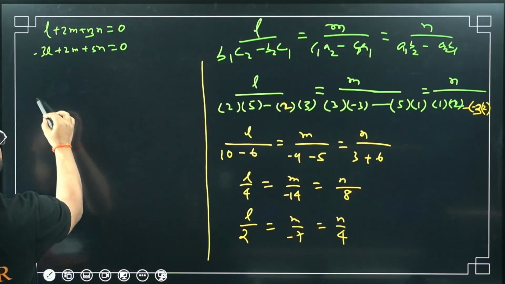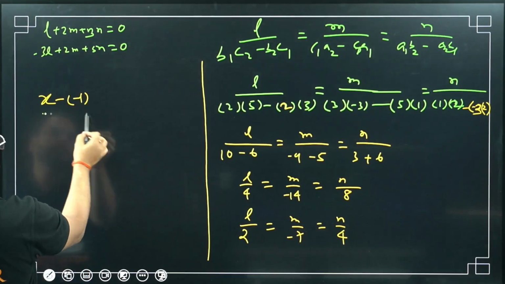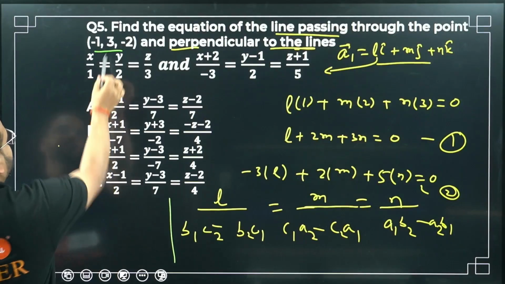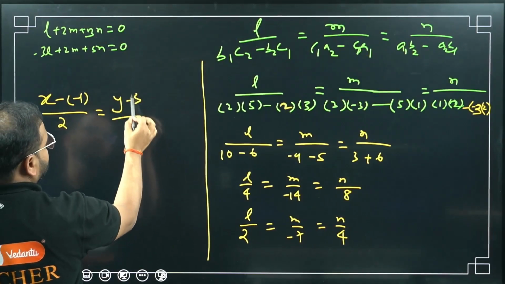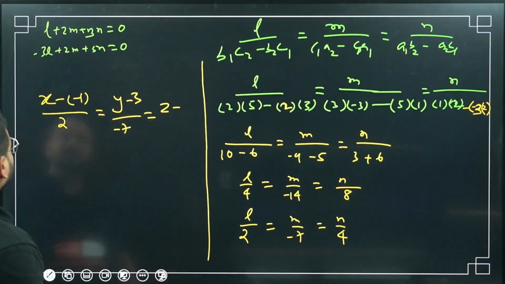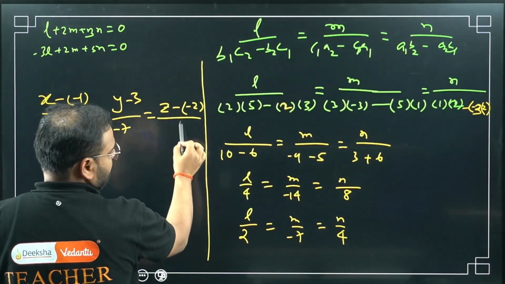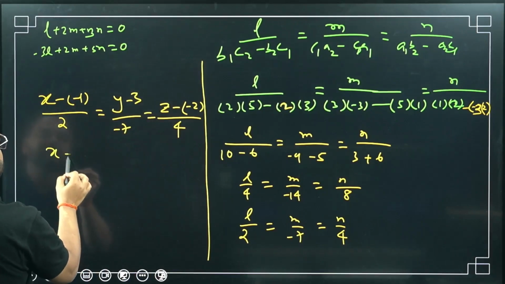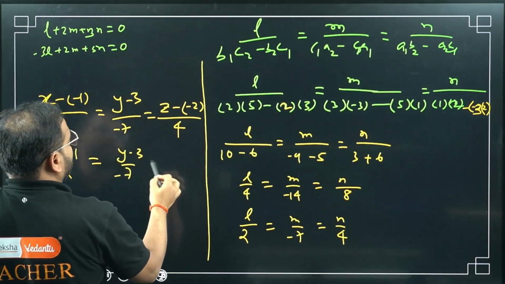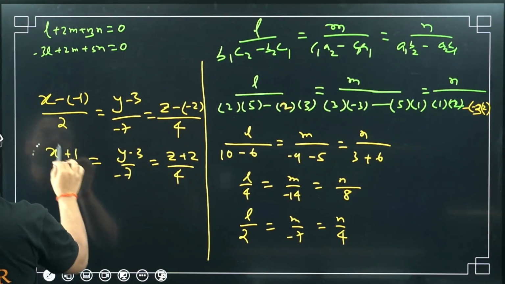I can write this to be x minus x1. How much is x1? So minus 1. So minus of minus 1 upon what? 2 equals y minus y1. So 3. So 3 upon the m value. So minus 7 and z minus of what? Minus 2. So again right here minus of minus 2 upon what? 4, right? What I'm getting? I'm getting x plus 1 by 2, y minus 3 by minus 7 and z plus 2 by 4. Please have a look.